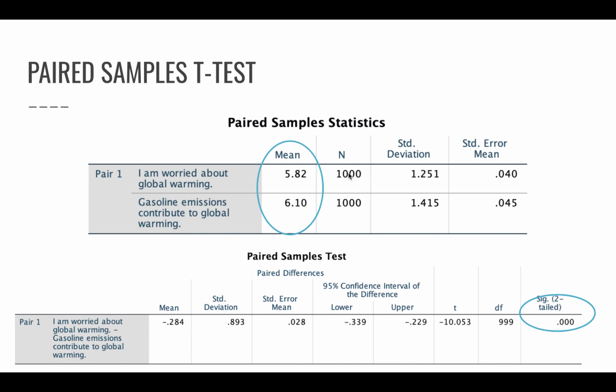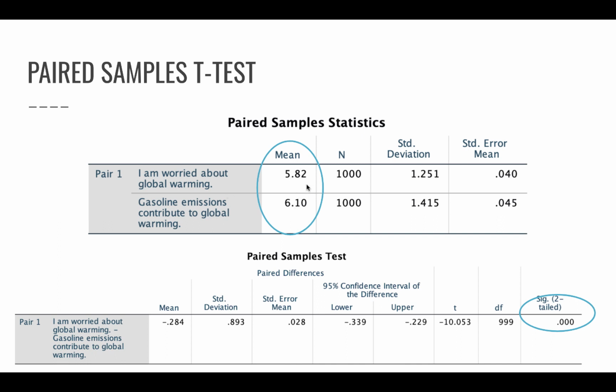So our sample size is 1,000, not 2,000. So you see 1,000 right here and 1,000 right here. That's because we have 1 sample of 1,000 people, and the same 1,000 people answered this question and answered this question. We're just comparing the means of the same 1,000 people on question A versus question B.